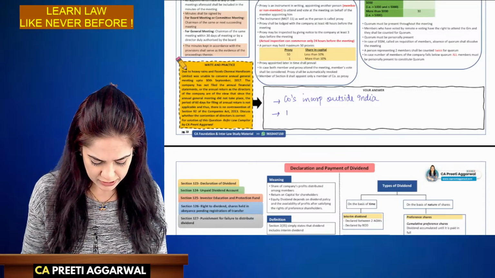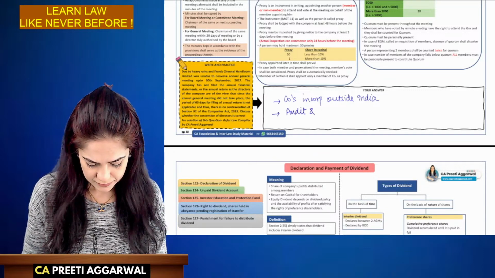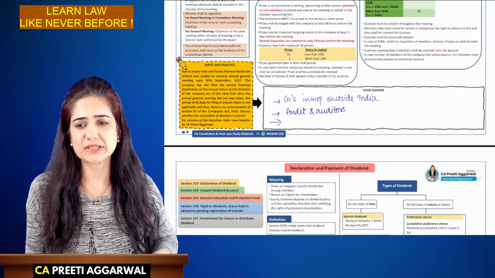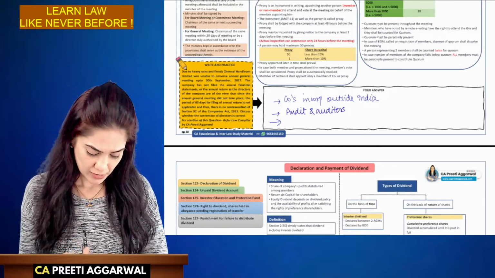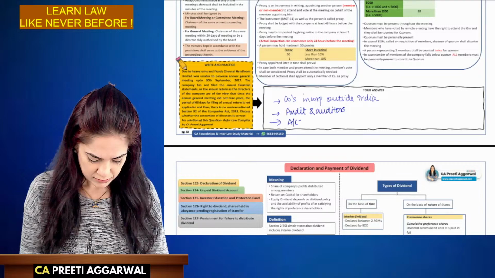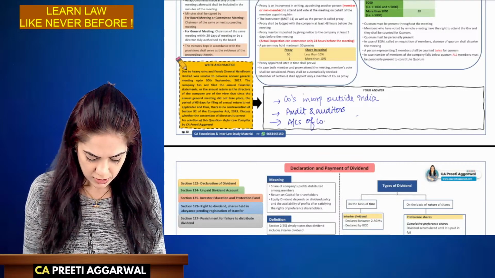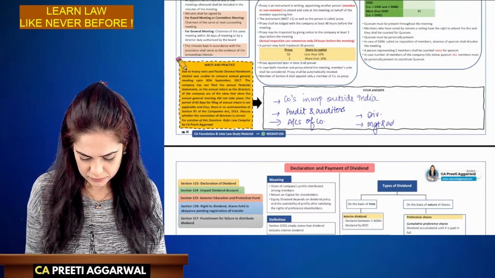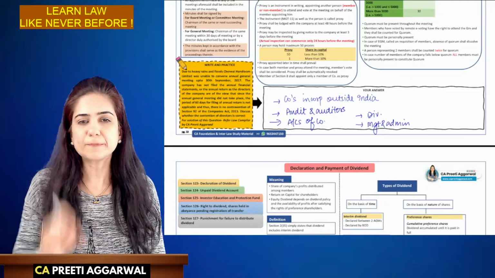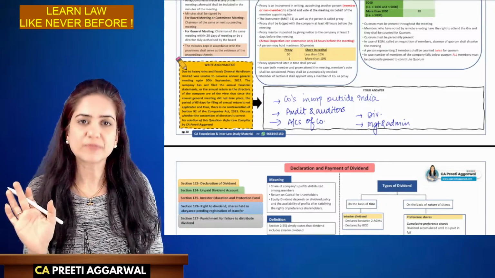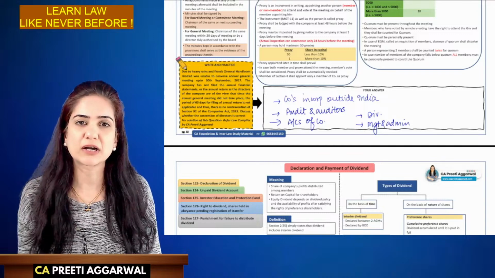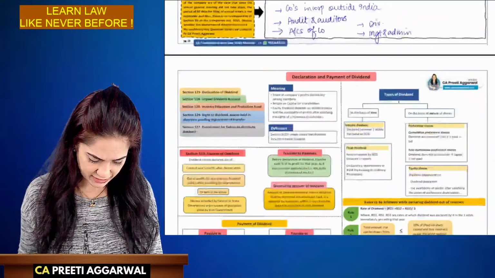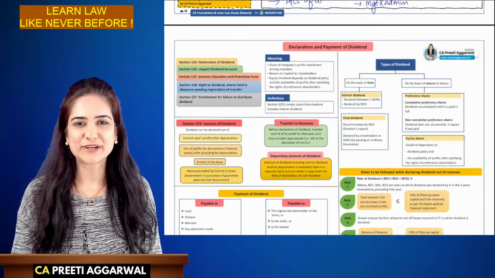Also, very important is audit and auditors. These chapters are extremely important for theory, case based questions, as well as case based MCQ. Accounts of company, dividend, management and administration. 100% questions are expected from this. Okay, 100% questions will be asked from this chapter. So let us discuss declaration and payment of dividend today.